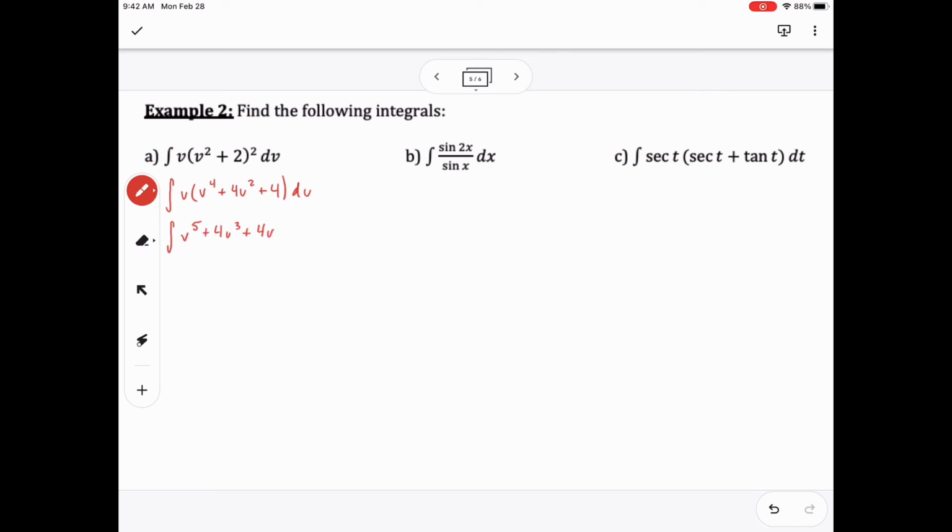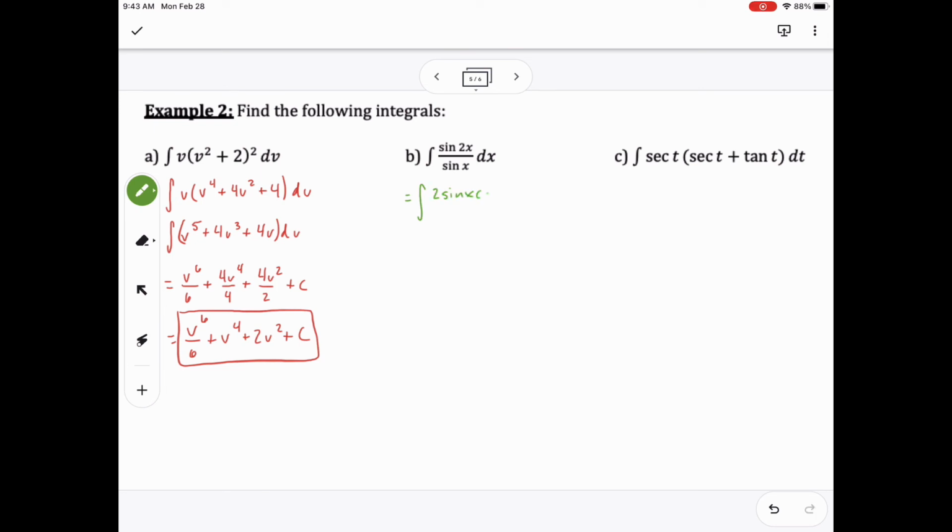Okay, so I first want to simplify everything out so I can have separate terms from one another. So it's easier for me to be able to find the integral of these. And so after putting it together to get v to the 5th plus 4v cubed plus 4v, I'm able to take the antiderivative of that and then simplify to get v to the 6th divided by 6 plus v to the 4th plus 2v squared plus c.